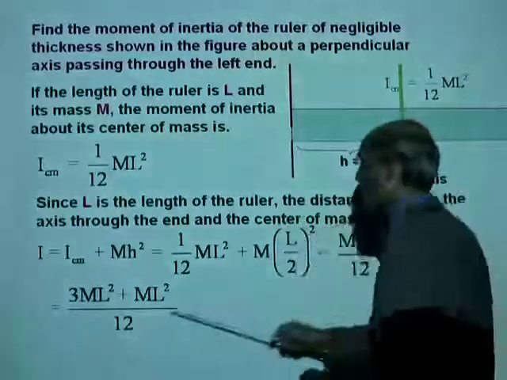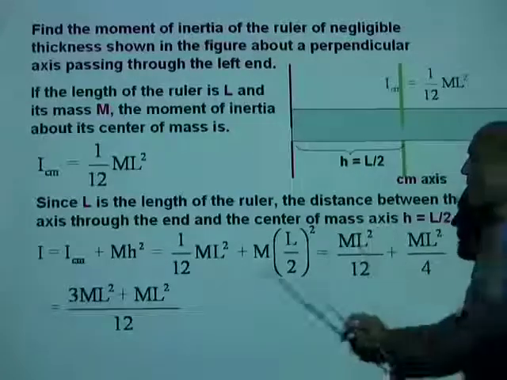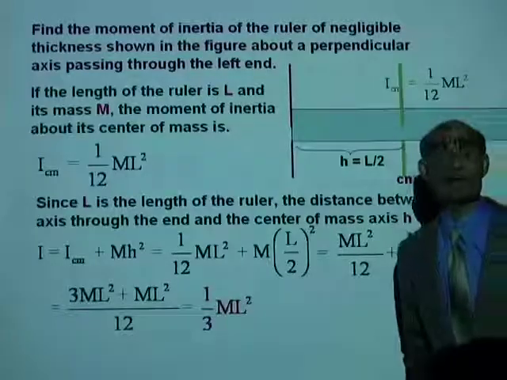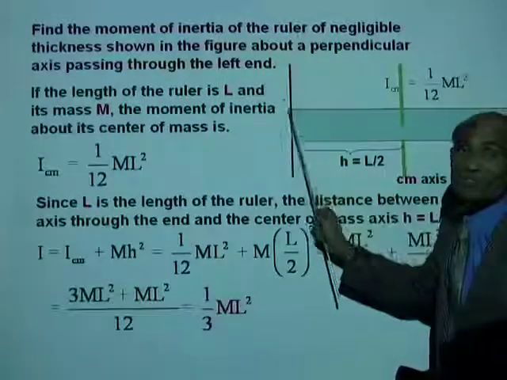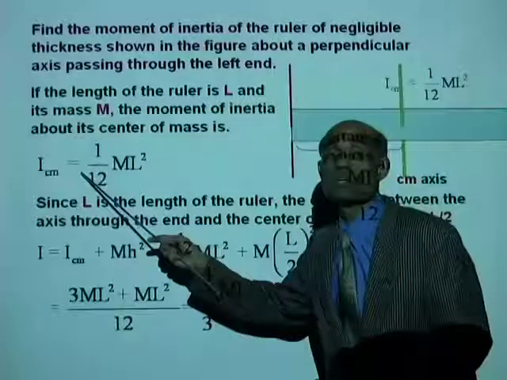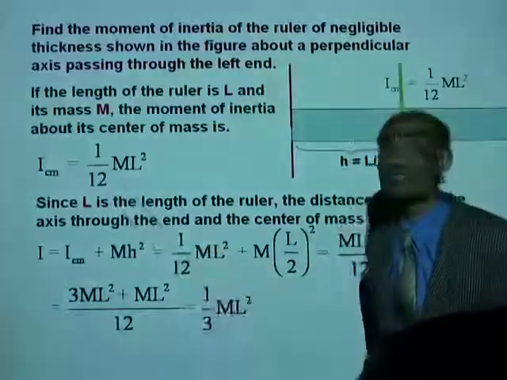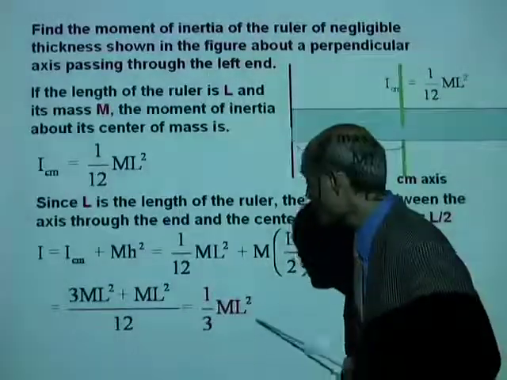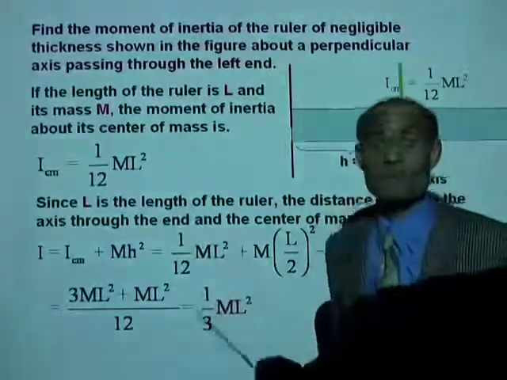That will be 12 common denominator, that will be 12, it will be 3 ml squared plus ml squared, that will be 1/3 ml squared. So the moment of inertia of the ruler about an axis through its end is 1/3 ml squared, whereas the moment of inertia of that ruler about an axis through its center of mass is only 1/12 ml squared. And if you notice, this 1/3 ml squared is 4 times 1/12 ml squared.